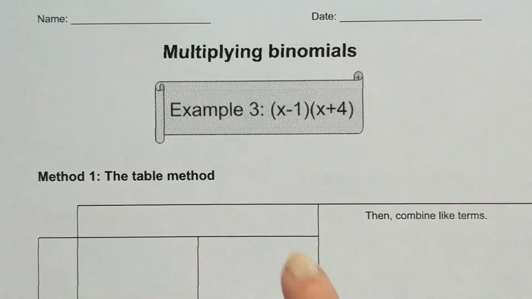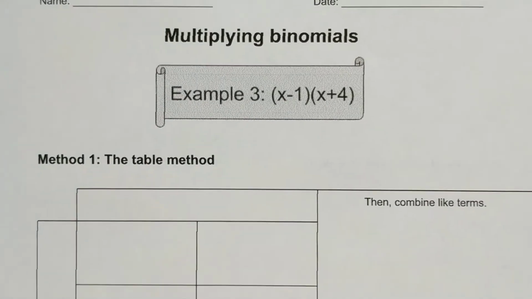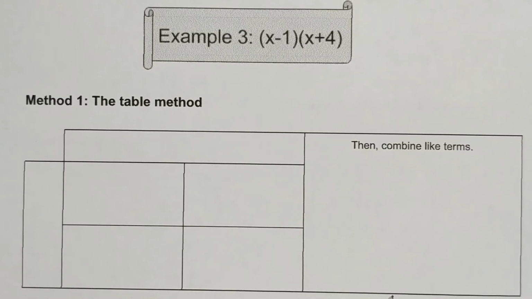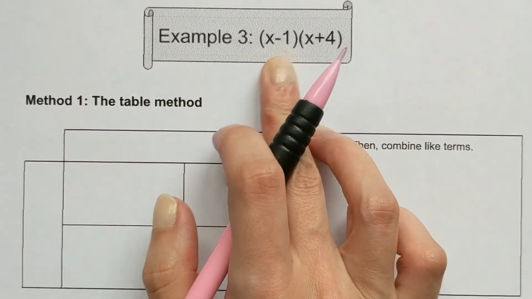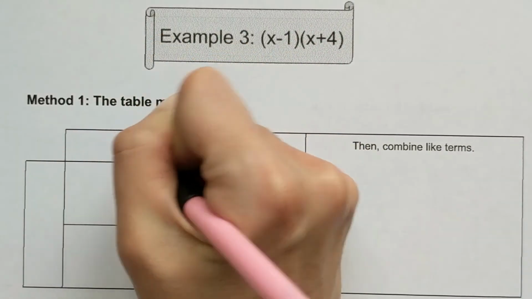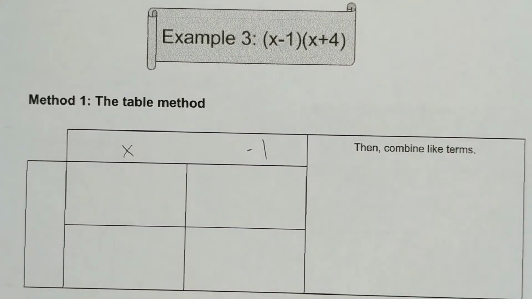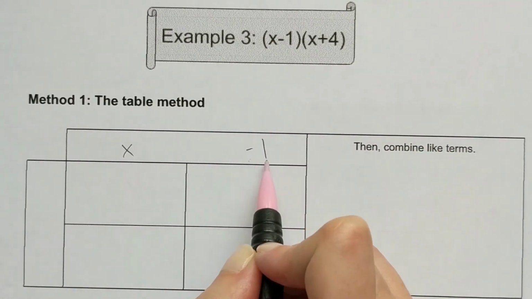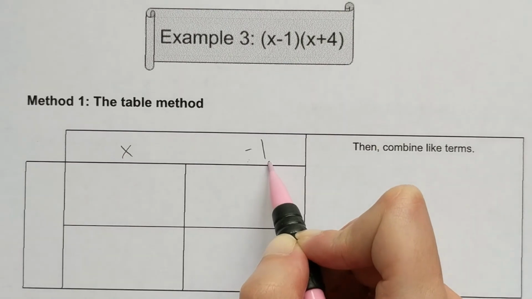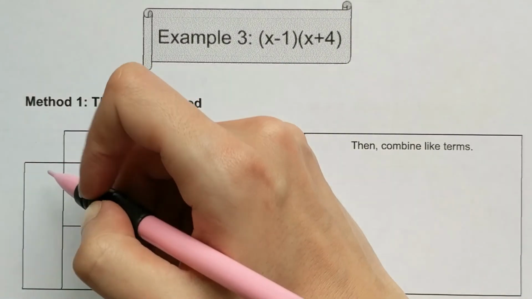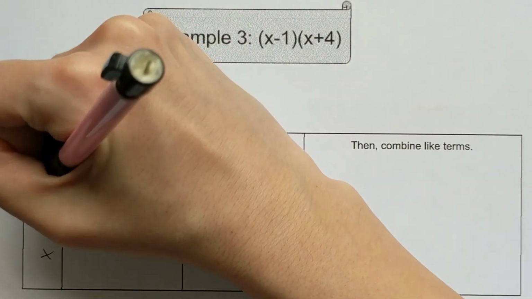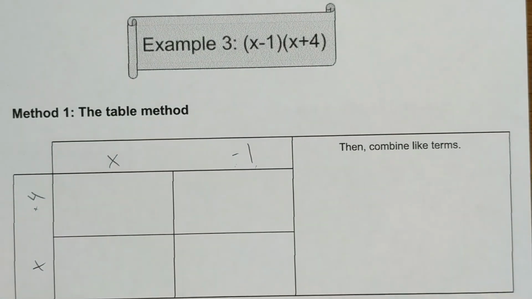Let's do a third example now, except this time we are dealing with a negative sign in one of our binomials, and that's okay, all the same steps apply. Let's start off with the table method. I'm going to write my first binomial across the top, x minus 1. Again, I'm keeping the minus sign right beside the x to keep it straightforward. And then up the vertical side here, x plus 4.